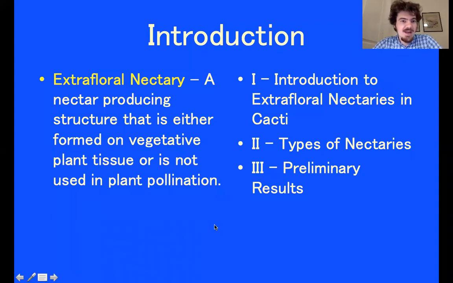This refers to any nectar-producing structure that is either formed on vegetative parts of the plant or is not used in the plant pollination process.